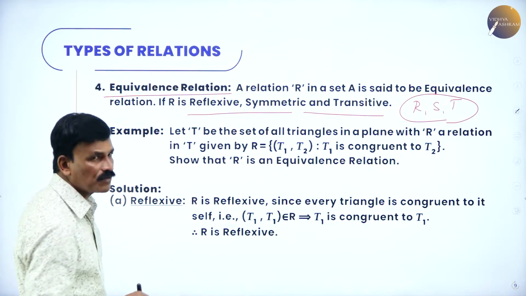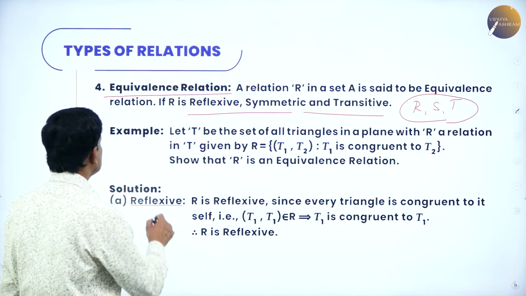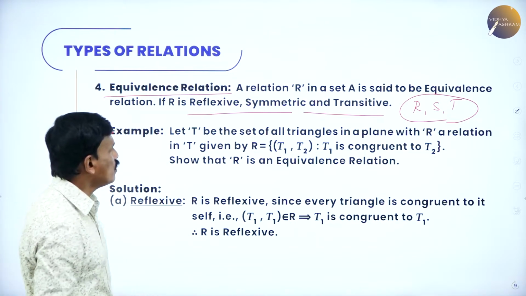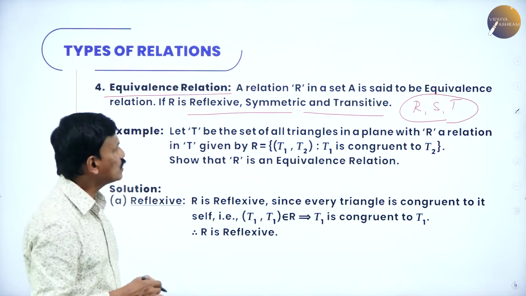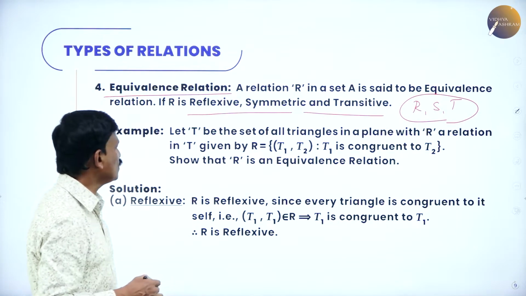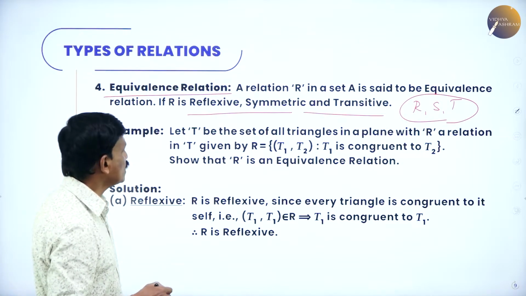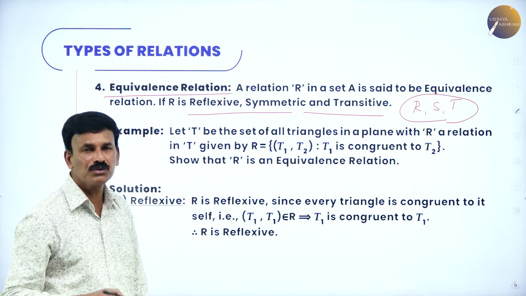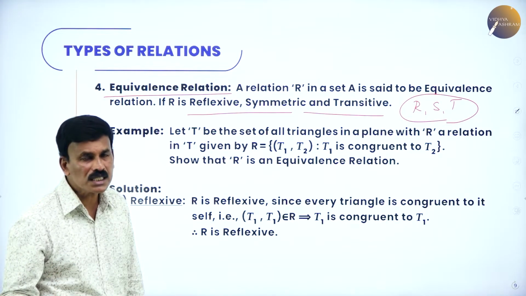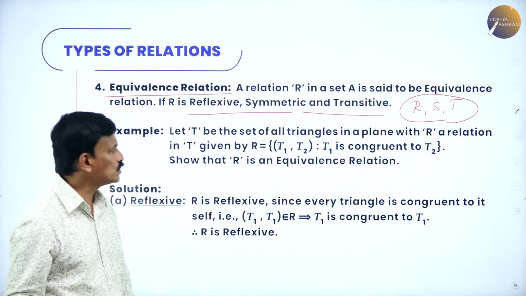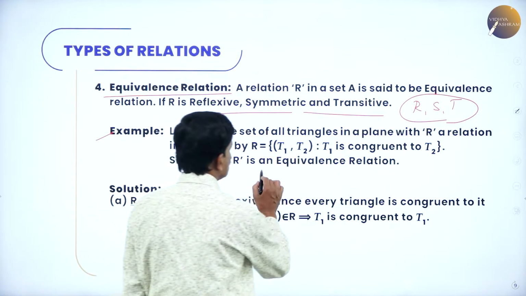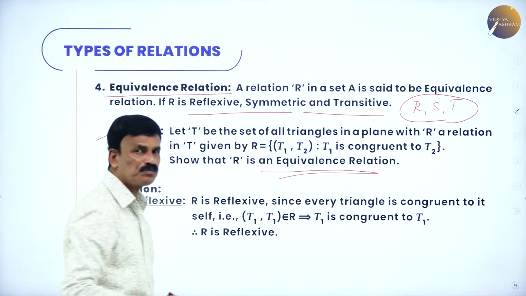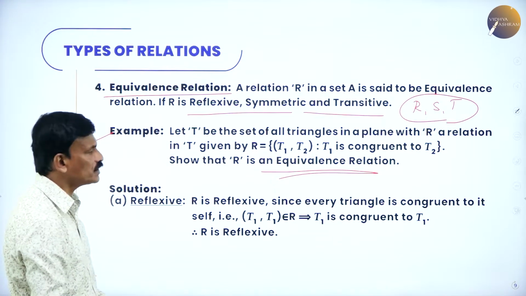Now, let us consider an example. Let T be the set of all triangles in a plane with R a relation in T given by R equal to (T1, T2) such that T1 is congruent to T2. The first triangle is congruent to the second triangle. Show that R is an equivalence relation. This is the problem for 3 marks.